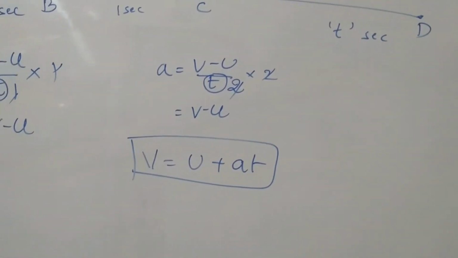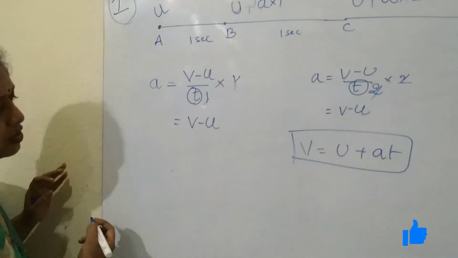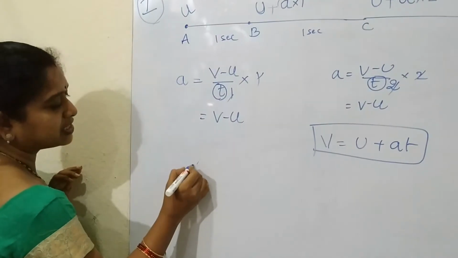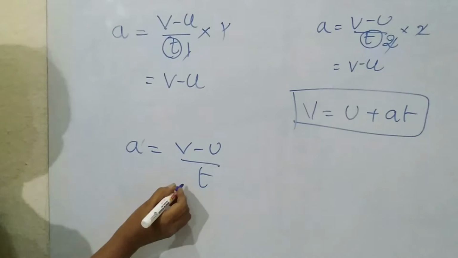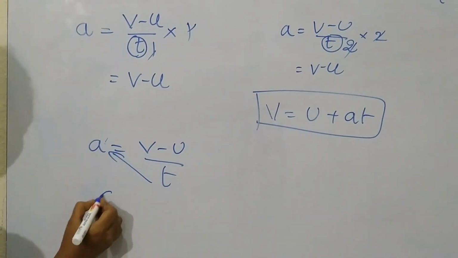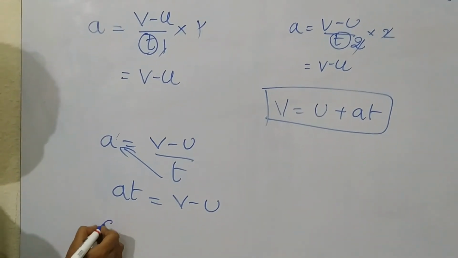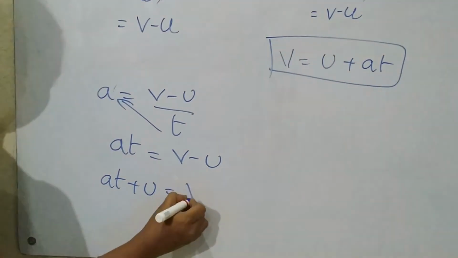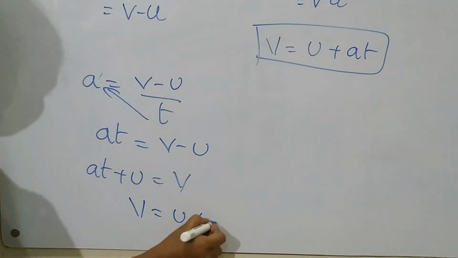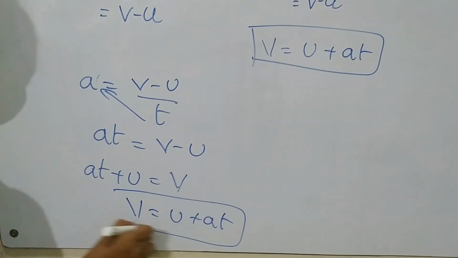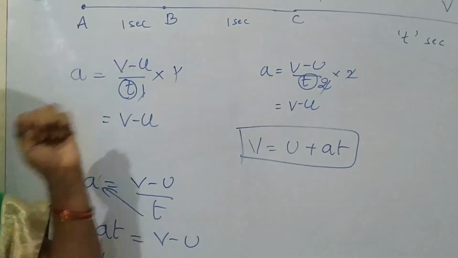This is the first equation of motion. This first equation of motion can be derived in another way also. How? From the formula of acceleration, a is equal to v minus u by t. When t goes to that side, it becomes at is equal to v minus u. When u comes to this side, at plus u is equal to v, which means v is equal to u plus at. You can write it like this also. So this is the first equation of motion. You can derive it in this way or the other way.